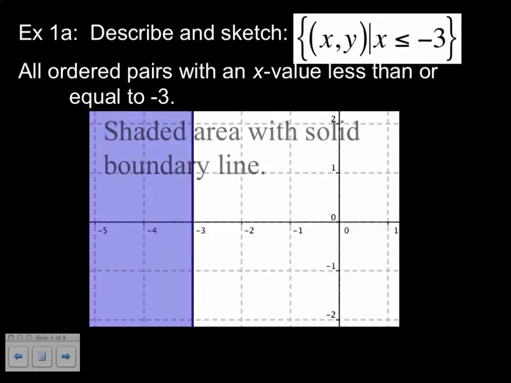To graph this, we're looking at a shaded region to the left of the line at x equals -3, and also the boundary line needs to be a solid line because it's less than or equal to. That means that the line is included in the solution. Any point on that line or to the left of it will be part of this set that we're describing here.